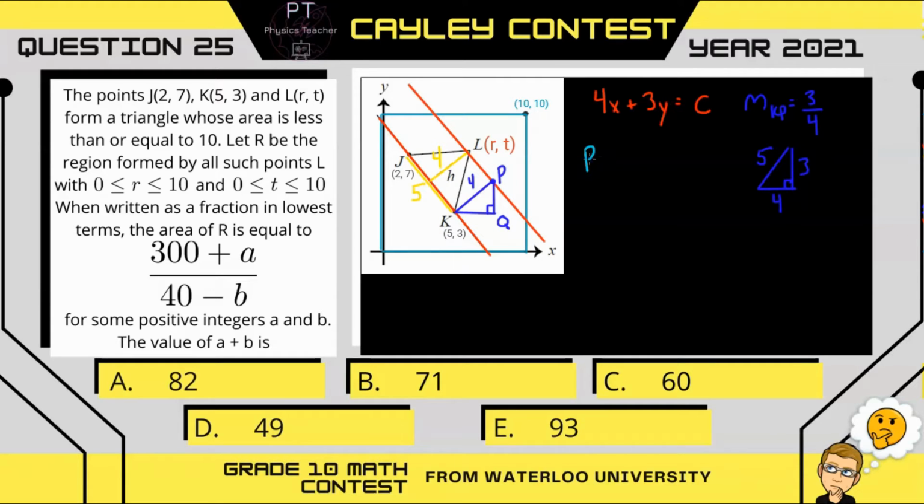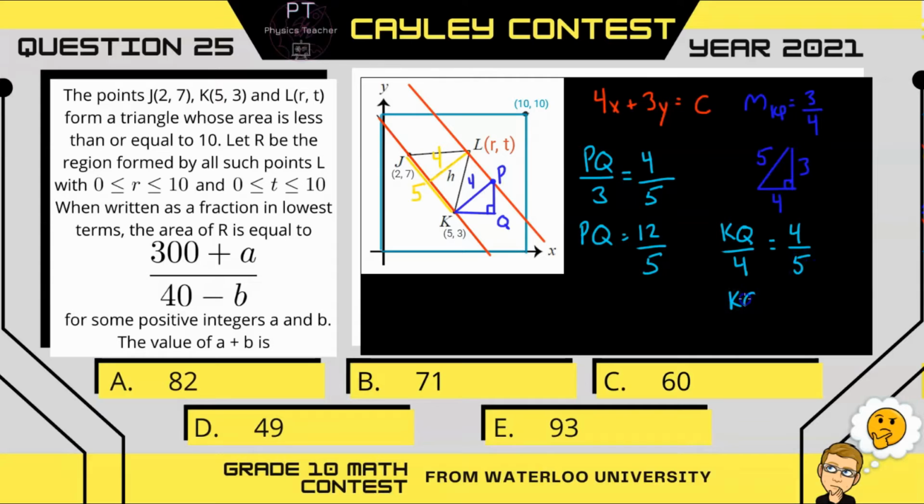We're just going to compare ratios. So PQ, this length, whatever that is, divided by 3, is equal to this length, which we know is 4, divided by this length, which we know is 5. Rearranging for PQ, we get 4 times 3, which is 12, over 5. And I can do the same thing to figure out what KQ is. So KQ, this distance divided by 4, is equal to 4 divided by 5.